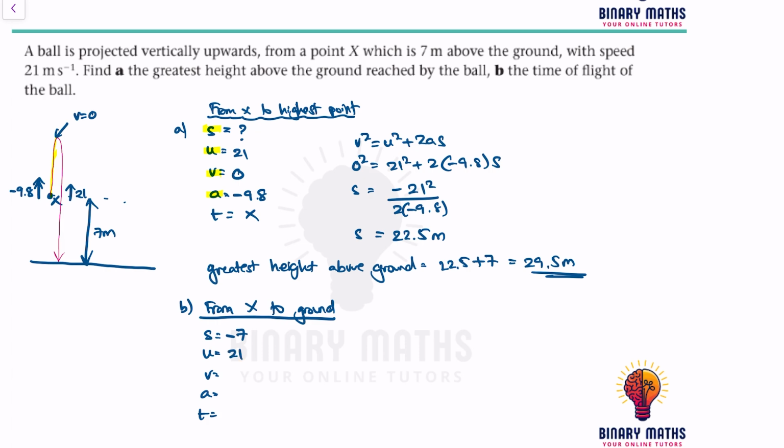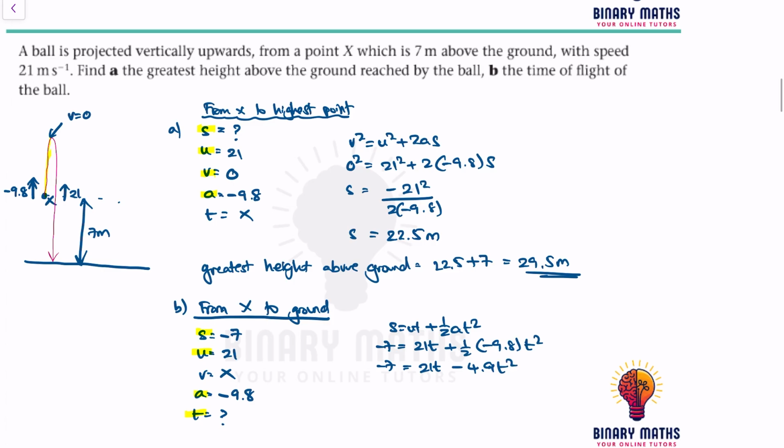Final speed, remember, we don't know the speed at which it hits the ground. Acceleration is minus 9.8. And t is what we're looking for, the time of flight. So we have in front of us S, U, A, and T. So S is equal to UT plus half AT squared. Minus 7 is equal to 21t plus half times minus 9.8 times t squared. Minus 7 is equal to 21t minus 4.9t squared, which means if I take everything to the left-hand side, 4.9t squared minus 21t minus 7 equals 0.